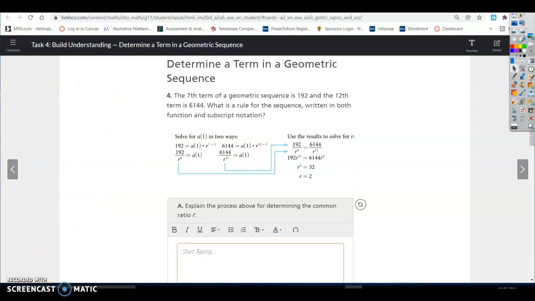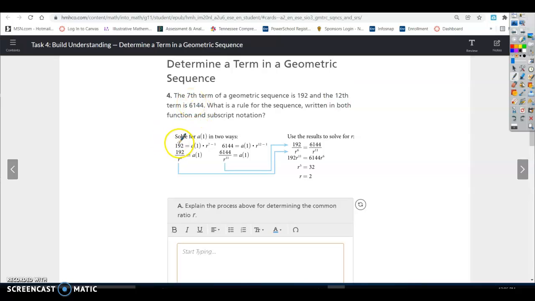Lesson 13.3, task 4. Determine a term in a geometric sequence. The 7th term of a geometric sequence is 192, and the 12th term is 6,144. What is the rule for the sequence written in both function and subscript notation? All right, so we can see that we're given some information here. We're given a 7th term is 192 and a 12th term is 6,144.